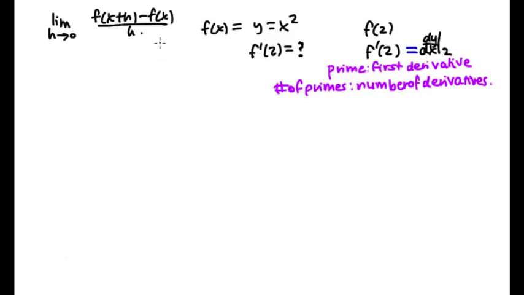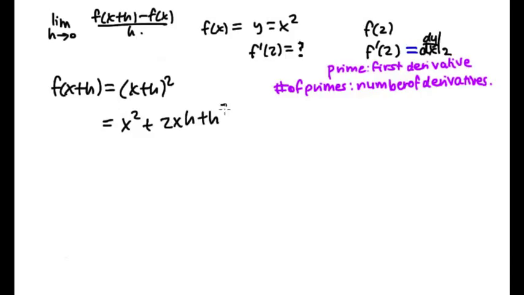So we try and evaluate the numerator. What is f of x plus h? f of x plus h is equal to x plus h squared. Why? We just plug x plus h into x. So what is that? We FOIL it out, we get x squared plus 2xh plus h squared. If you don't believe me, you can check. And what is f of x? F of x is just x squared.